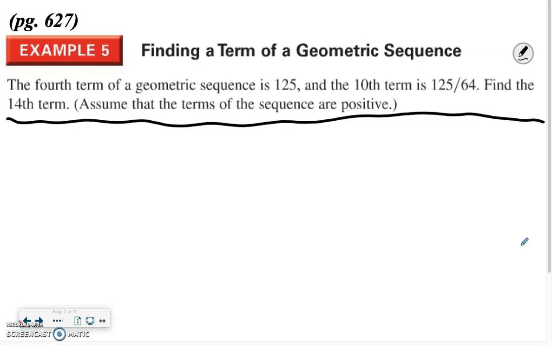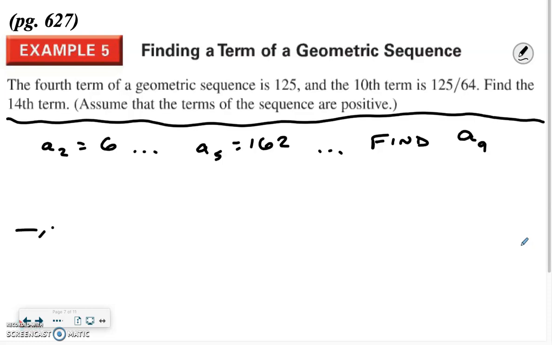Instead of saying the fourth term of the geometric sequence is 125, let's say that the second term is 6. And then we're also given that the fifth term is 162. If that's the case, we want to find the ninth term. We want to find a sub 9. Okay? So that's one way that we could write it up, but this is probably more along the lines.